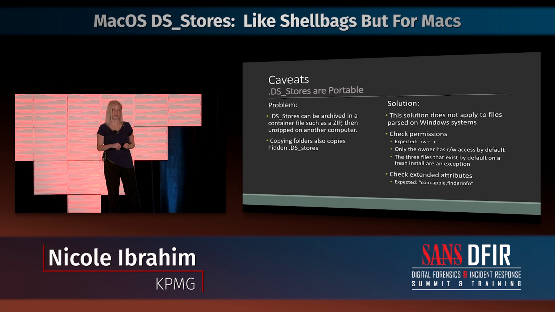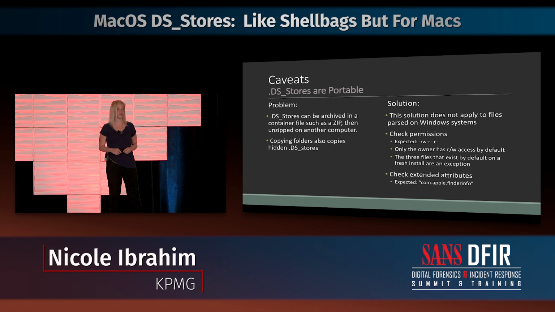So what you want to look for is the permissions. By default, the permissions only allow the owner of the file read and write access. Everybody else gets read. If we have anything other than that, then that is an indicator of a DSStore file not originating from that system and it came from somewhere else. The exception to that are those 3 files that I mentioned that exist by default on a fresh install of macOS: the one in the root folder, the one in the applications directory, and the one in the utilities directory.